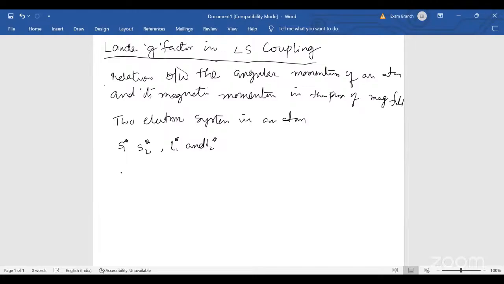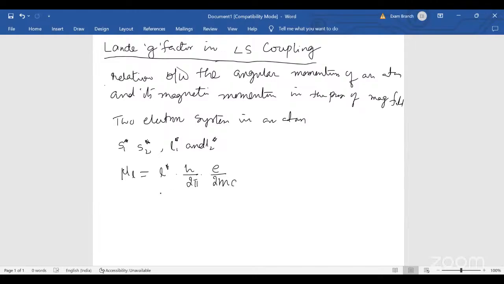First we will take the magnetic moment of the orbital motion of an electron, which we will write as mu L. So mu L is the magnetic moment of the orbital motion of an electron, which is given by L star into h by 2 pi into e by 2mc. This we have already seen: mu L is equal to L star into h by 2 pi e by 2mc.